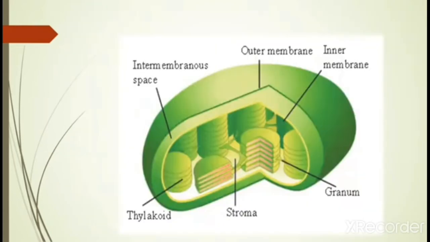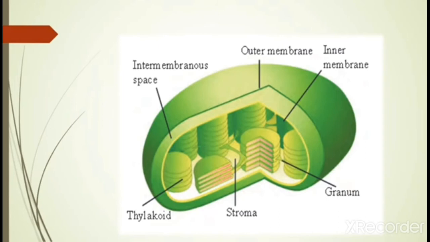Now, chloroplast is one of the most important organelles present in the plant cell. The plant, we know, is autotrophic. Autotrophic means that it has the capability to perform photosynthesis. That most important process of photosynthesis is done in the organelle called chloroplast.